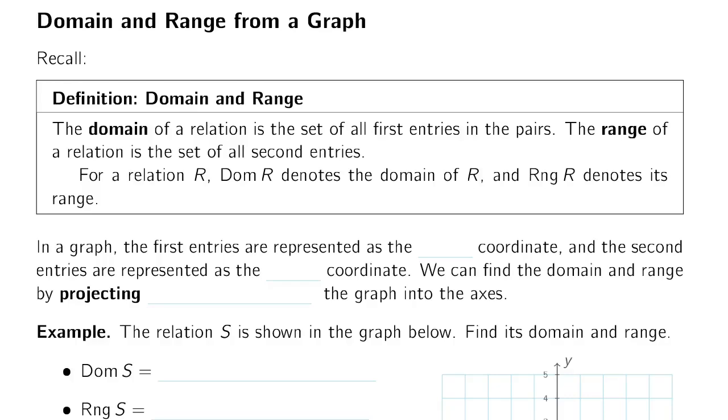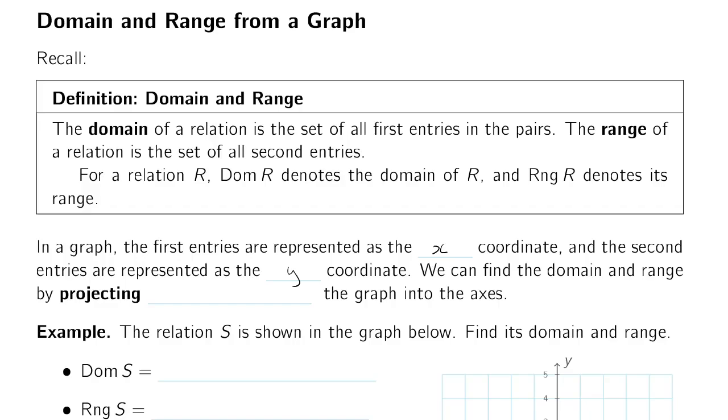Now, every relation has a domain and range. How can we find the domain and range when we don't have just a list of pairs, but we have, for example, the graph of the relation? Remember that the domain consists of all of the first entries in the pairs, and the range consists of all the second entries. In a graph, the first entry is the x-coordinate, the second entry is the y-coordinate.